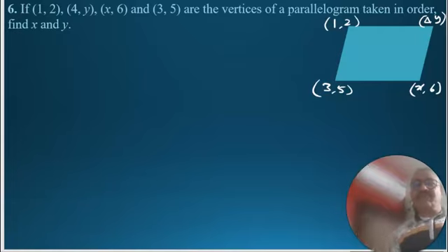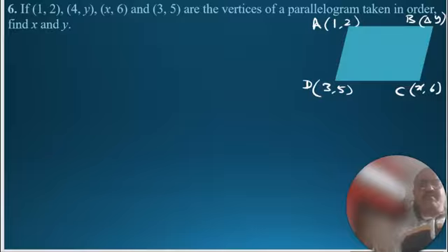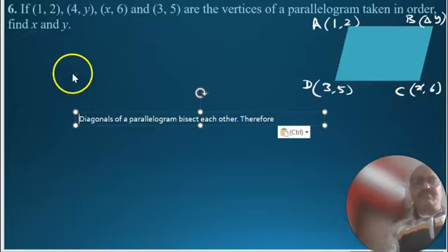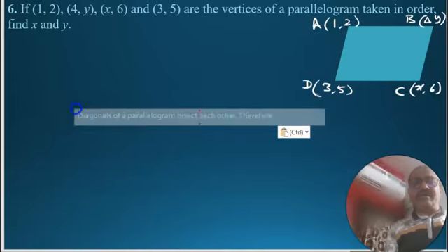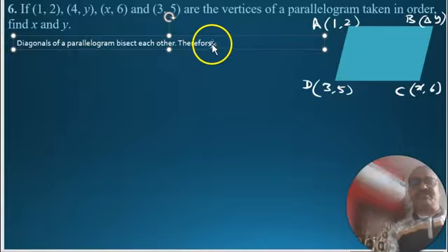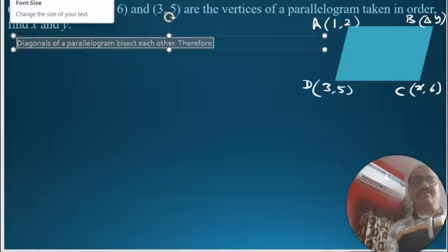As it is a parallelogram, we name it as A, B, C, D in order. A, B, C, D is a parallelogram. So diagonals of a parallelogram bisect each other. We know that diagonals of a parallelogram bisect each other.